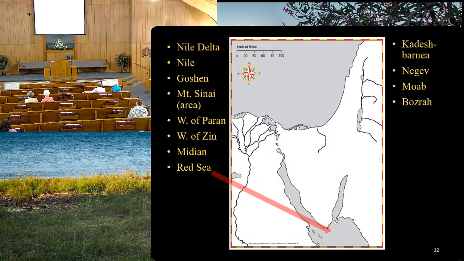Of course, the easy one is the Red Sea. Kadesh Barnea, another one of those where there's a traditional site for it. Pretty good chance it's in that area, that location, but certainly in that area in general, there where the arrow is.